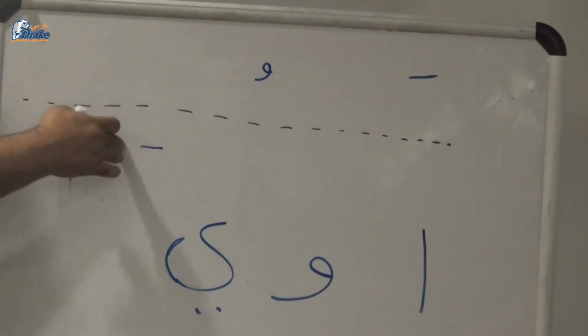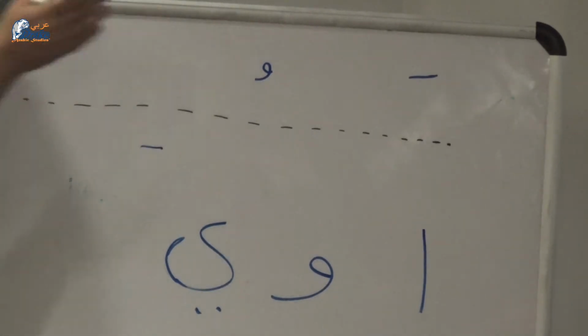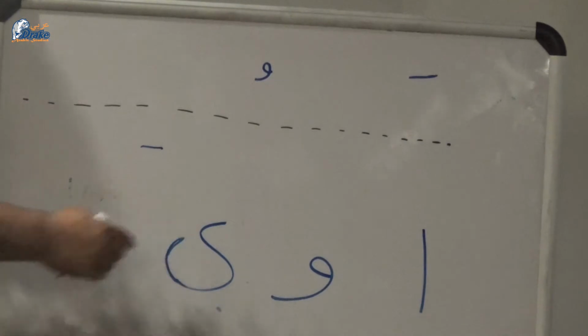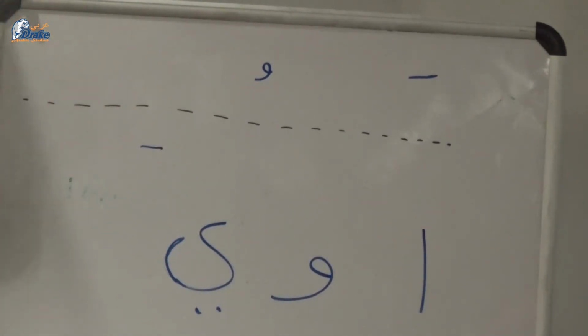Now, these we don't write in the word as letters, but we write them in the words as movements. They are not long enough in the sound to make them letters. That's why we have short and long vowels.